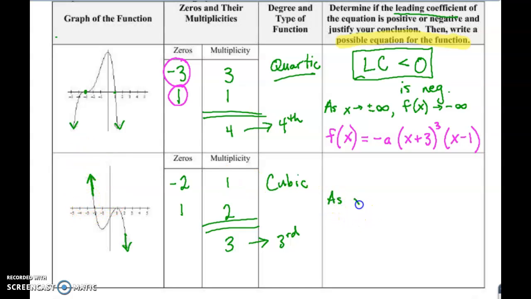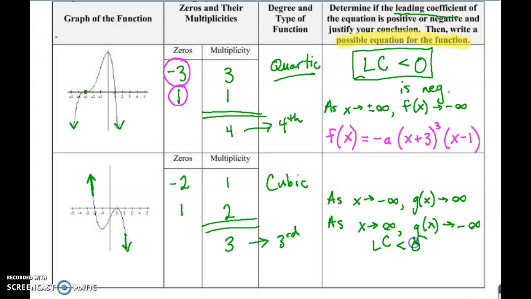So maybe write that first as x goes to the left, the function, let's rename it something else, not f, because I used f for the previous problem. Let's call it g. Is going up. You don't have to write positive in front. And as x goes to positive infinity, this function is going down. So that's my clue that the leading coefficient is negative again.